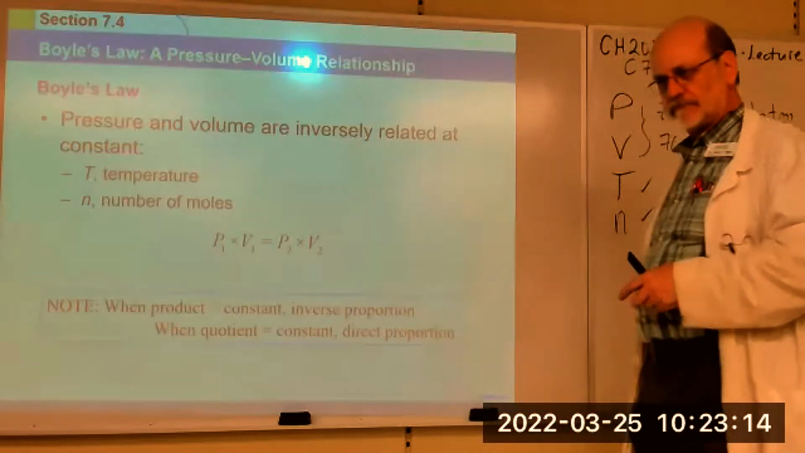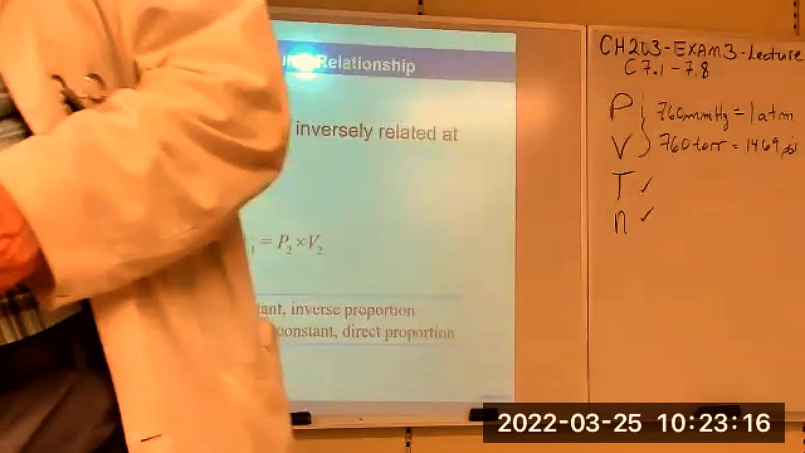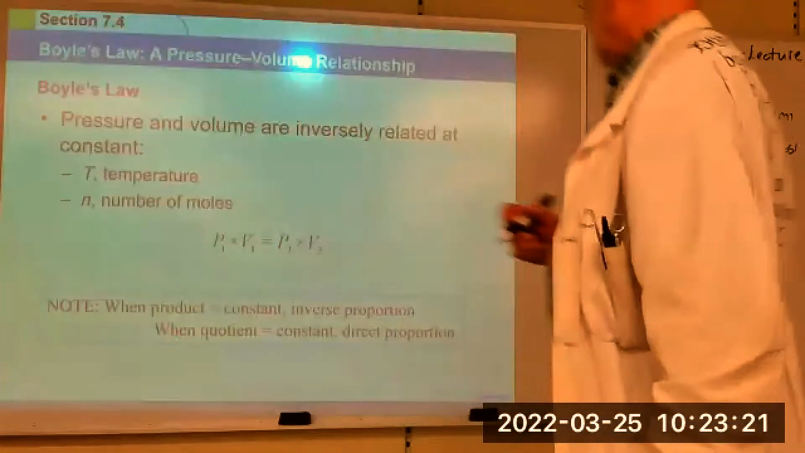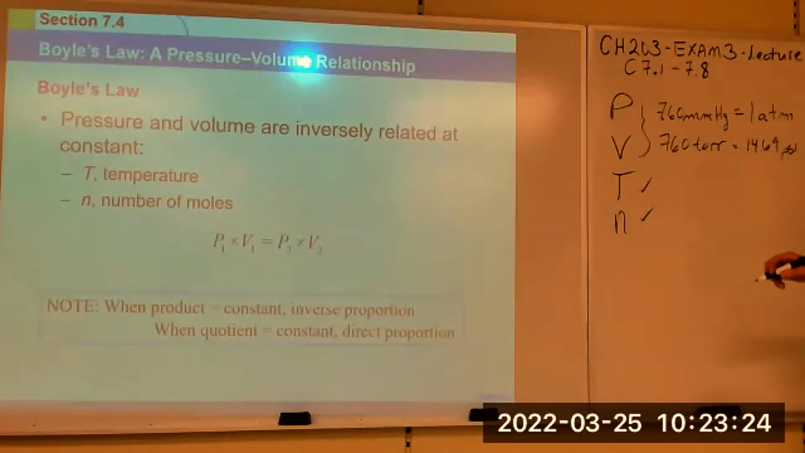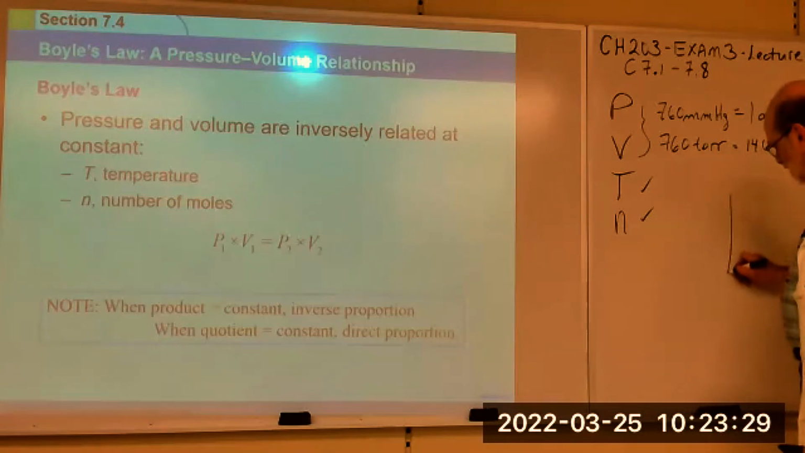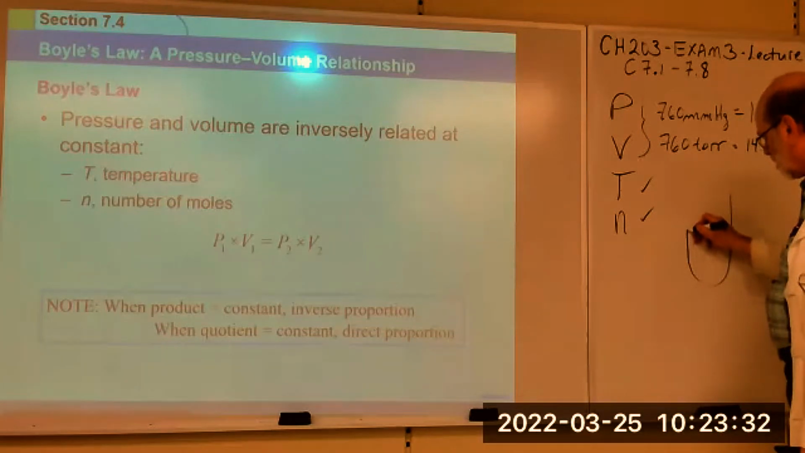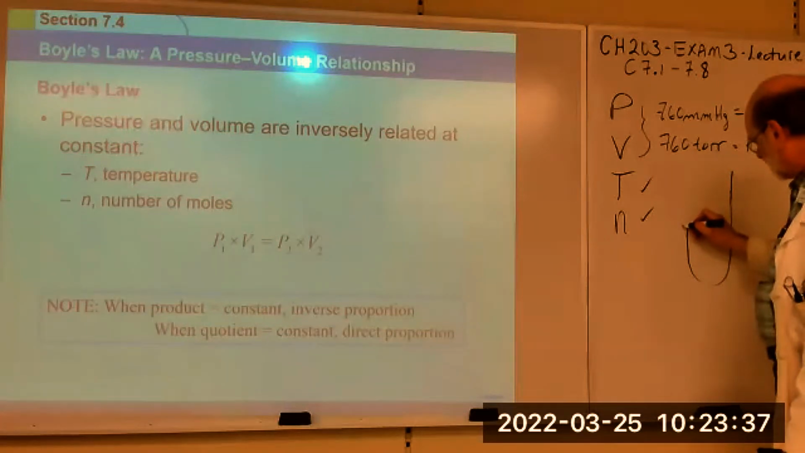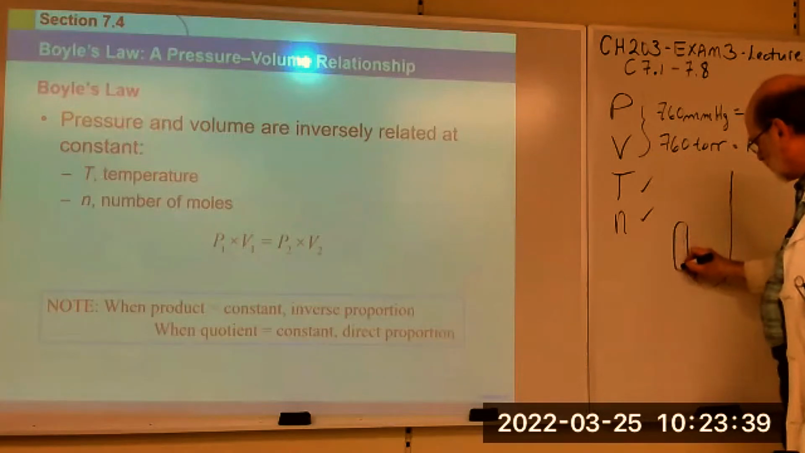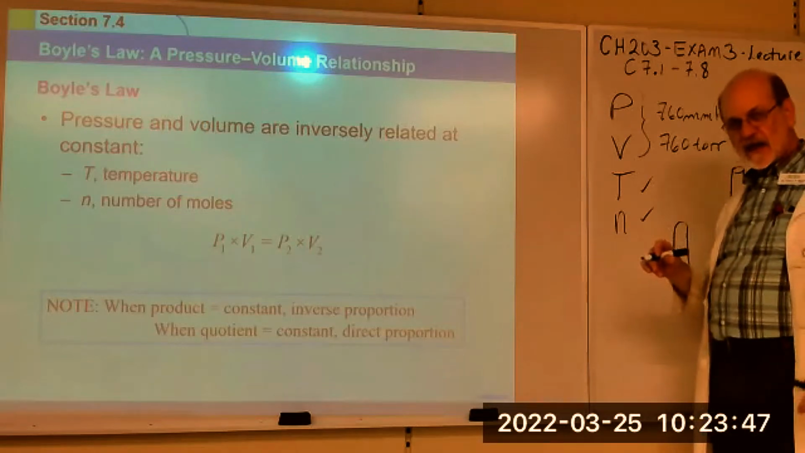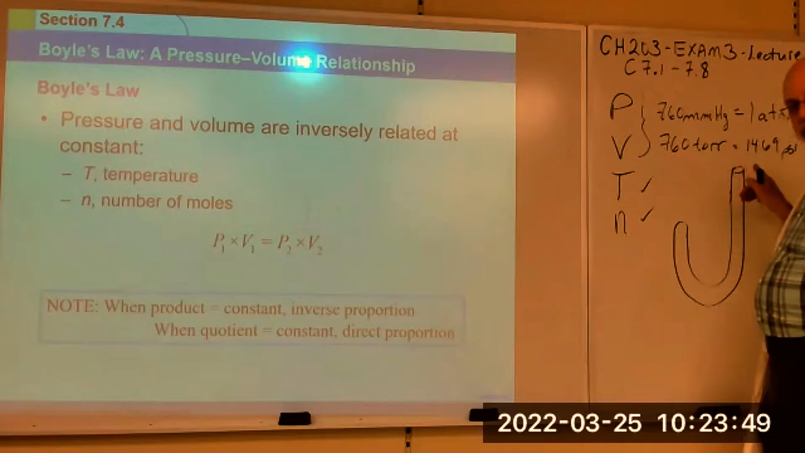And the way he did it, let's see, I don't want to steal my thunder. No, okay. The way Boyle did it was he used what he called a J tube. So he had a glass tube that was bent, and it was closed on this short end and open up here. So into this J tube, he poured mercury.